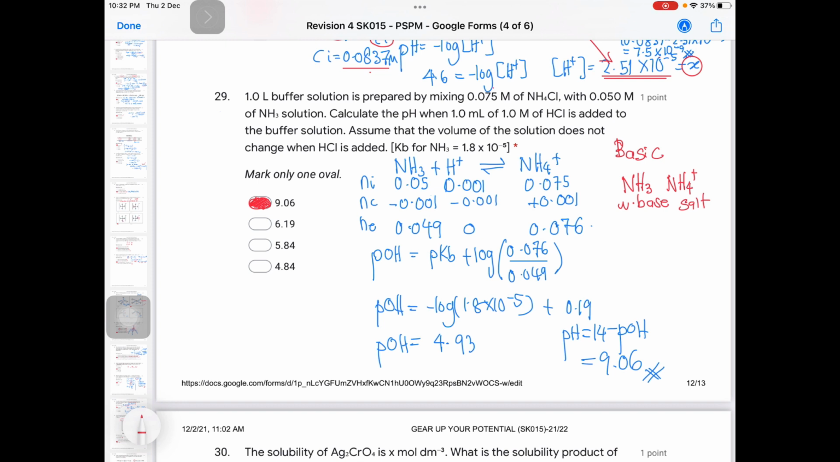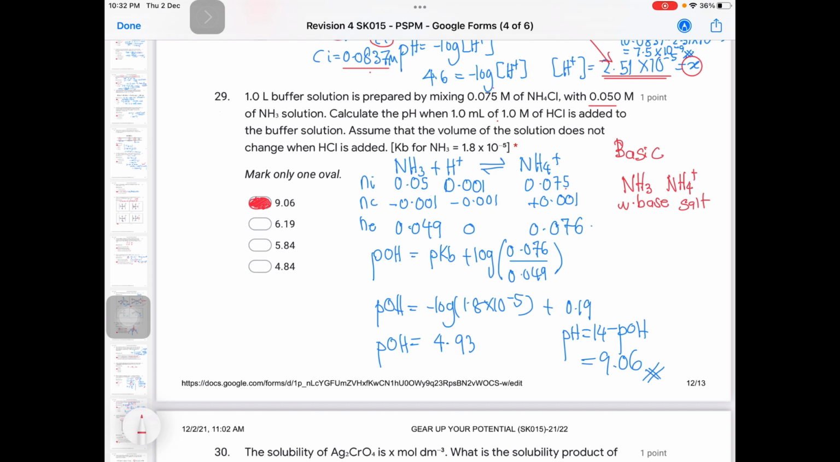Okay, and the initial we take from here, which is ammonia 0.05. The H+, how do we get it? We use MV over 1000. The number of moles is molarity times volume divided by 1000, so we get 0.001. The NH4+ is from above, 0.075 molar, because it is 1 liter, so the mole is also 0.075. So the least is H+. So we minus 0.001, minus 0.001, plus 0.001.